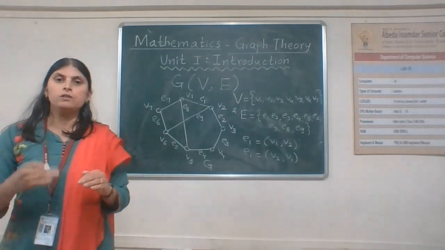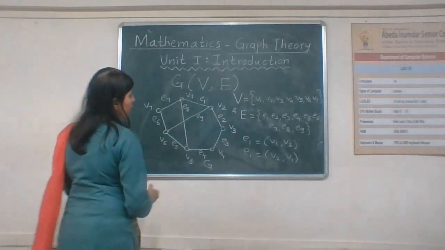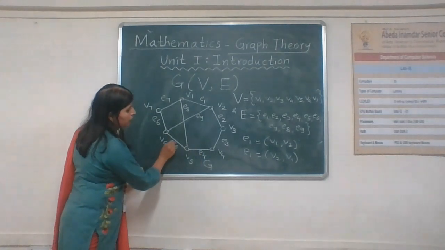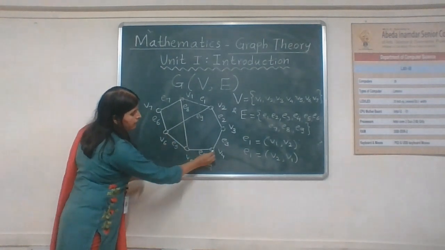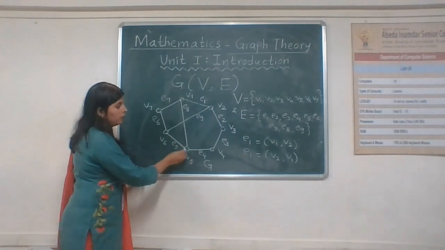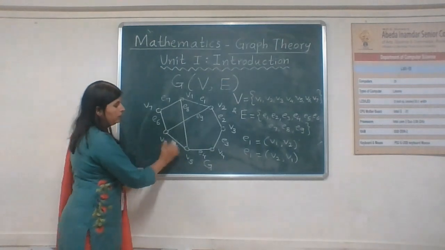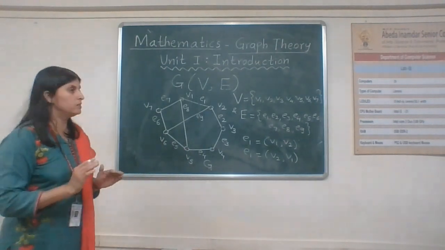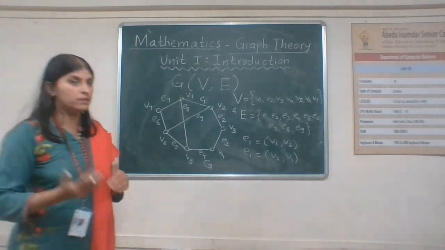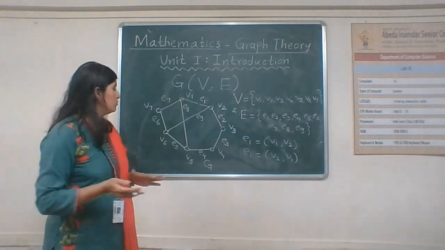Now similar to adjacent vertices, there is a concept of adjacent edges. See what is the meaning of adjacent edges. If you observe here E4 and E5, E4 has end vertices V4 and V5, and E5 has end vertices V5 and V6. So one of the end vertices, V5, is common. So here E4 and E5 are adjacent edges. It means two edges are adjacent edges if they have a common end vertex.